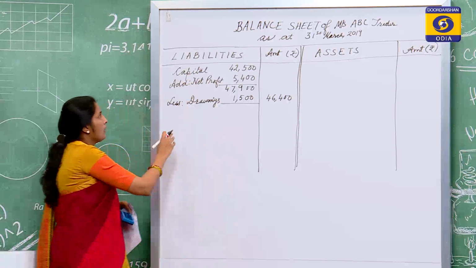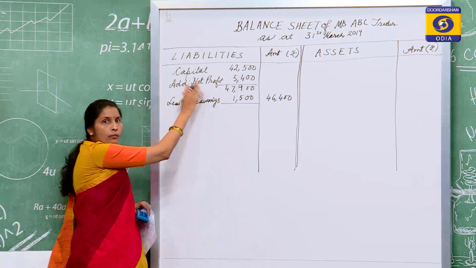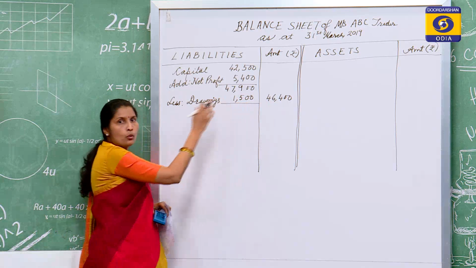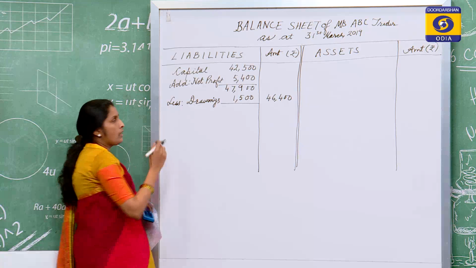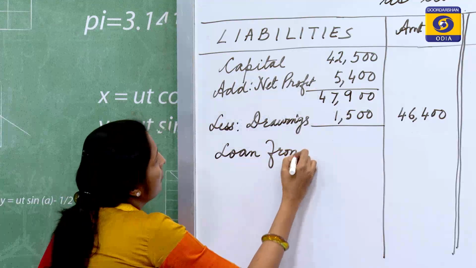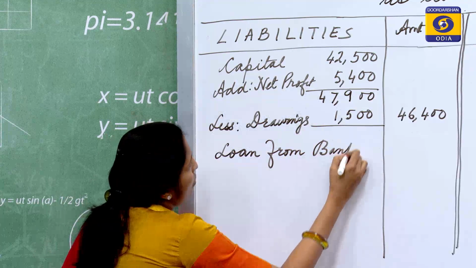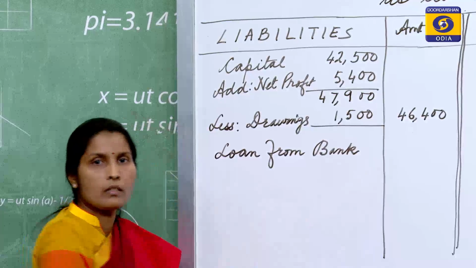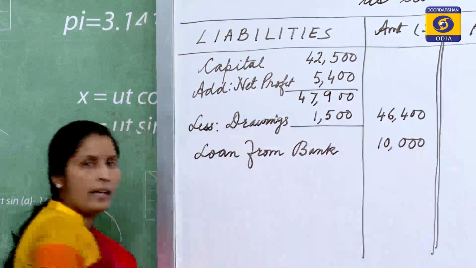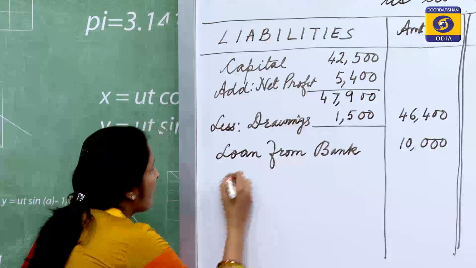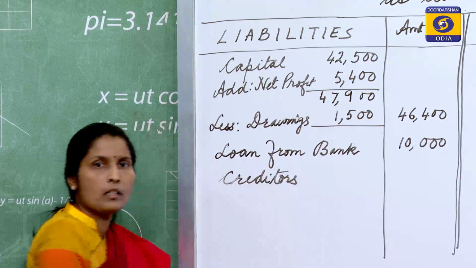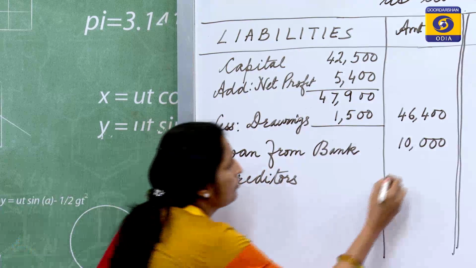So I hope this part is clear. To get the capital, we have added net profit, and then we have deducted drawings from that, and it goes to the outer column, to the amount column, 46,400. Next liability we have is loan from bank. So the loan from bank, the amount given to us is 10,000. Next liability we have creditors. The amount of creditors given to us is 7,000.